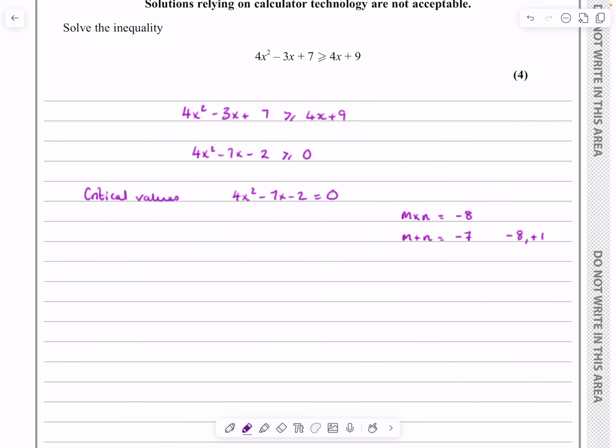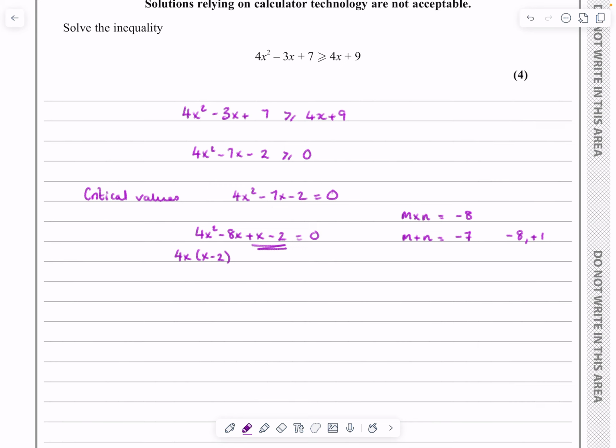and plus 1. And then what I do is I replace minus 7x with, in this case, 4x squared minus 8x plus x minus 2 equals 0. And then this will be able to factorise by looking at each pair of terms. If I look at the first pair, what's the biggest thing I can take out of that? Well, that's 4x, which is going to leave me x minus 2 here.